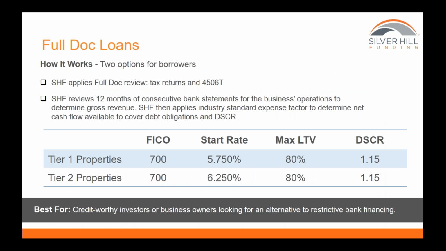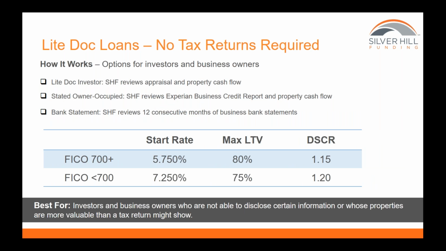So I mentioned earlier we can do several different documentation types for our loans. We can go full doc, which is typically what a bank would do, using tax returns or even business bank statements. We can go Lite doc if tax returns are not to be used, whether they show enough income or not, or borrowers just don't want to deal with using tax returns.